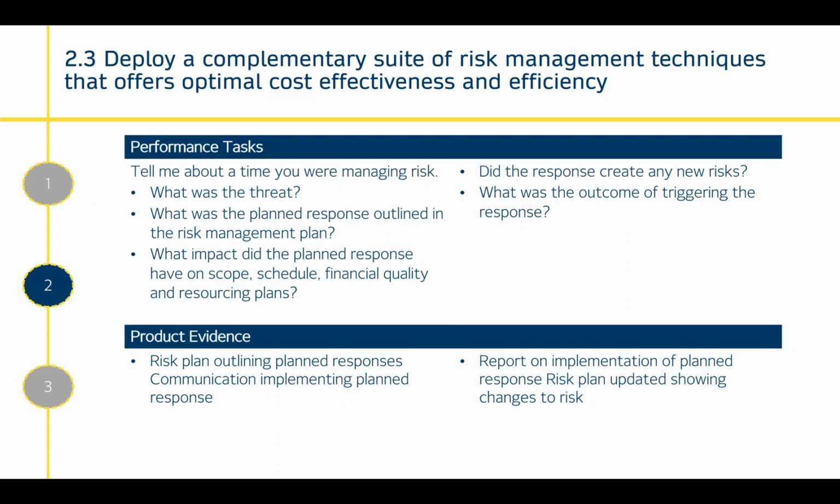So performance tasks, tell me about a time where you were managing risk. What was the threat? What was the planned response outlined in the risk management plan? What impact did the planned response have on scope, schedule, financial, quality and resourcing plans? Did the response create any new risks? And what was the outcome of triggering that response? Product evidence would be a risk plan outlining planned responses, communication implementing planned responses, or a report on implementation of a planned response. A risk plan update could also be a risk plan updated showing changes to the risk.